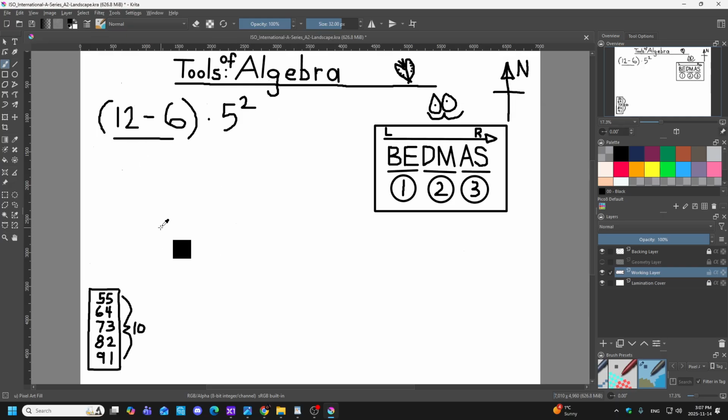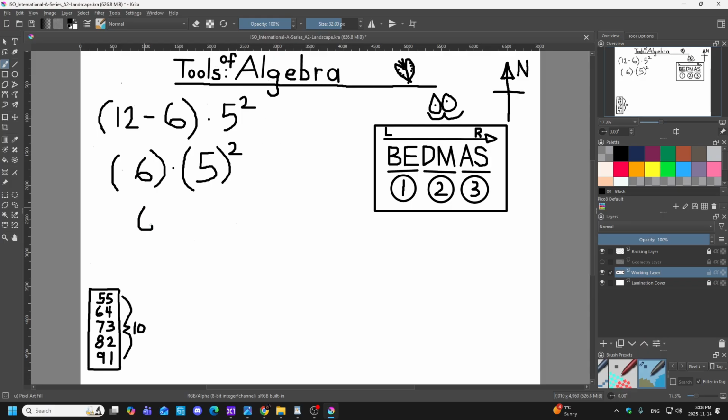Let's show the work. 12 take away 6. 12 is positive, therefore our answer is going to be also positive. We know 6 plus 6 is 12, therefore our answer is 6. I could put a raised dot if I want and rewrite this. So all I've done is the subtraction inside here, but I still have to work with the exponent. I'm not quite done.